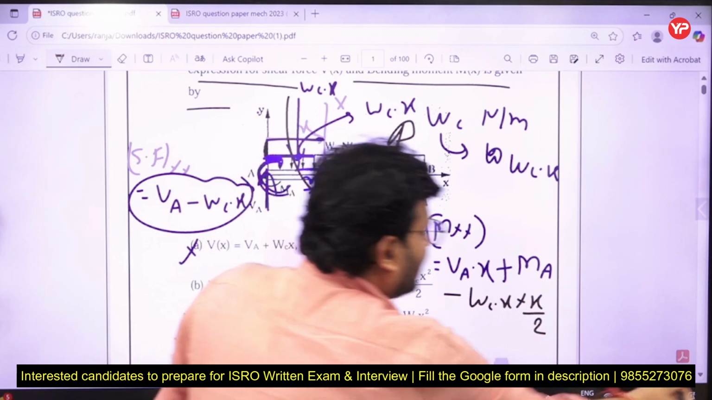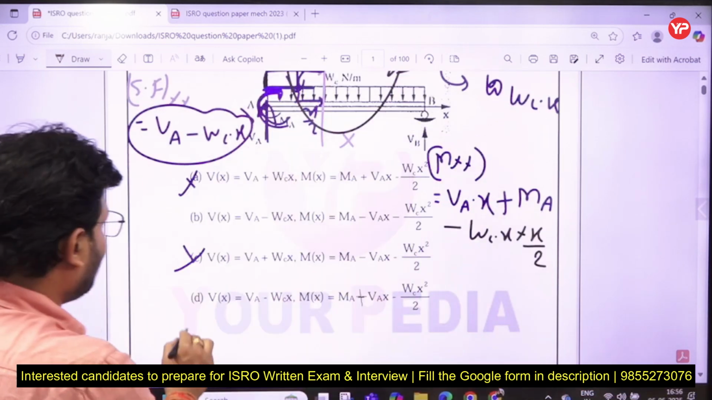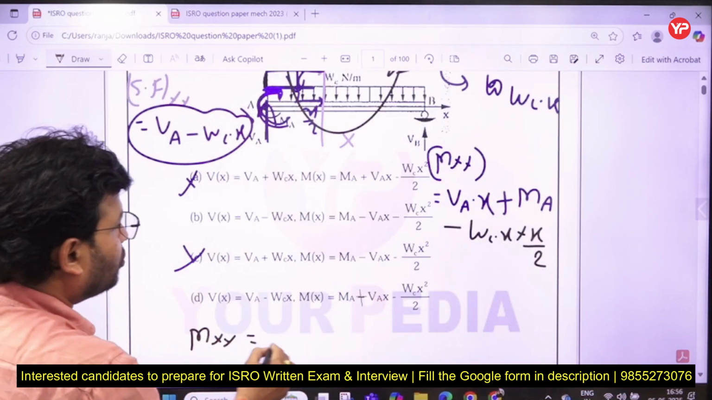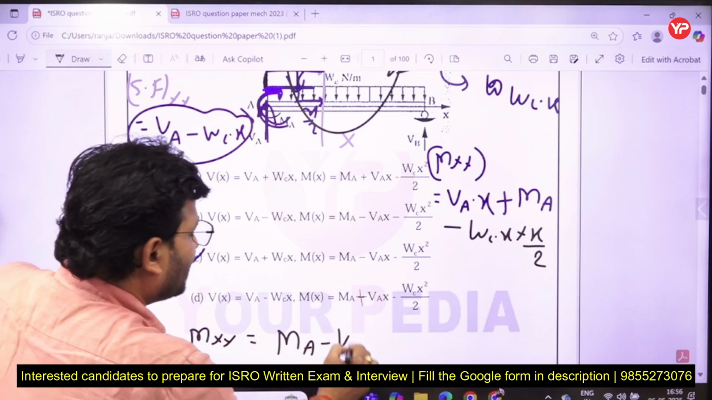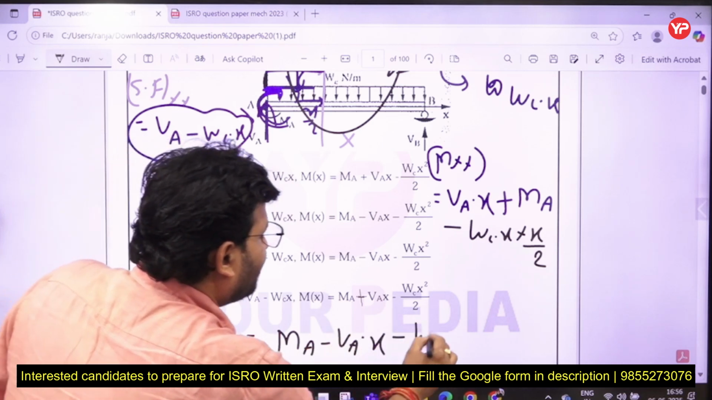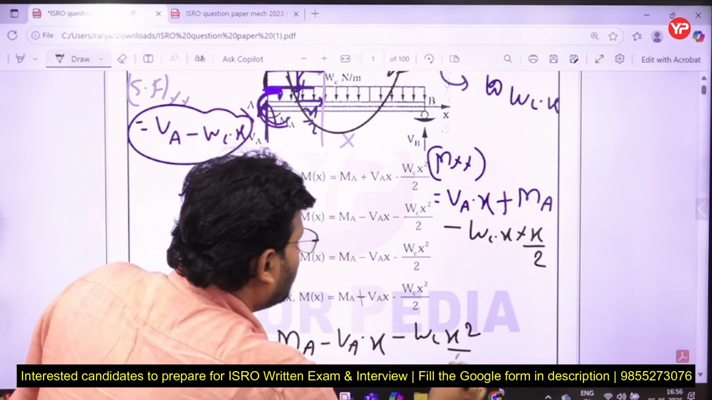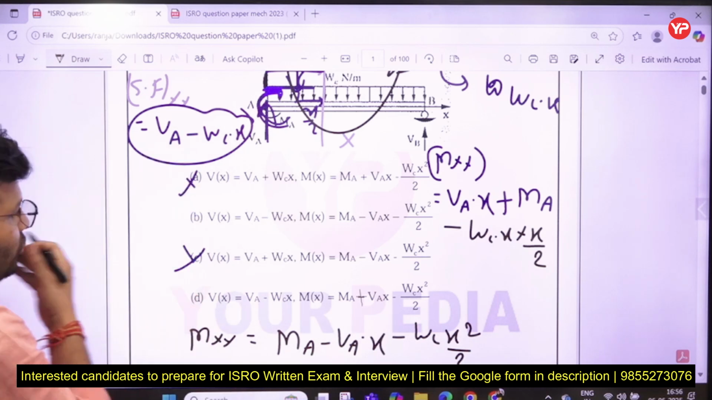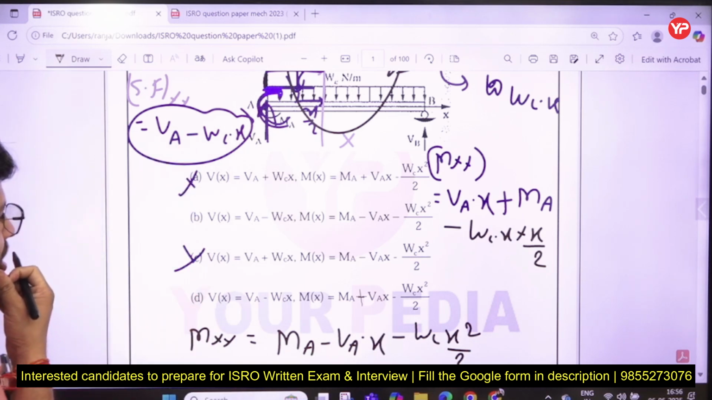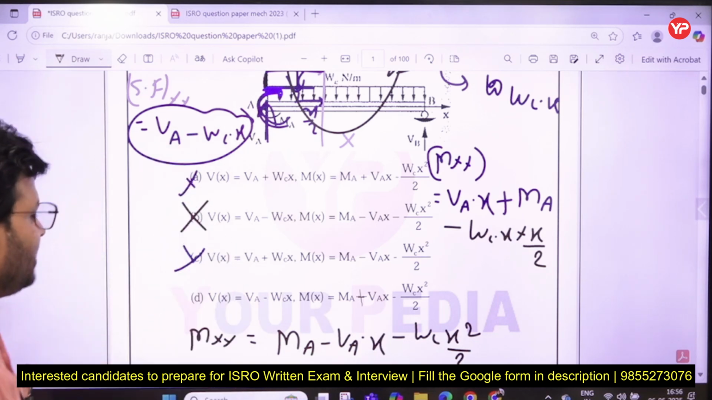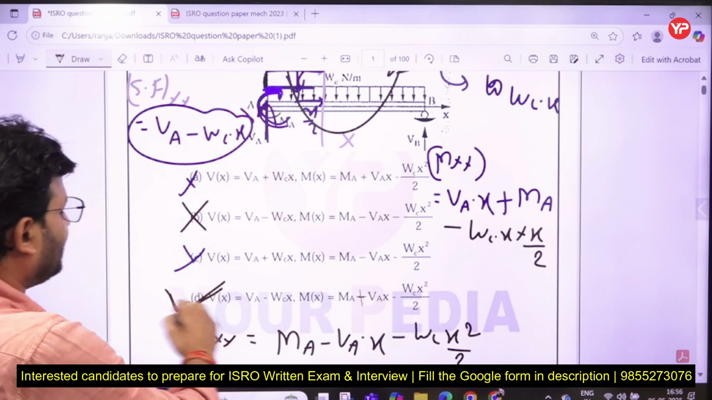And by solving that, simply I can say the moment about the x-axis comes out to be MA minus VA x minus WC x square upon 2, and you get the shear force. So according to the options, my dear friends, Bombay cannot be the answer. The correct answer is what? D for Delhi is the right answer, and we will get the answer.